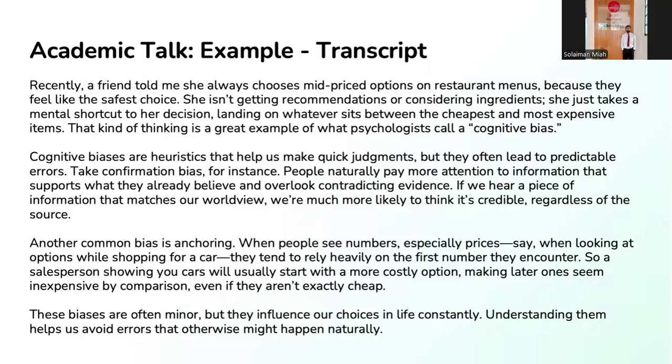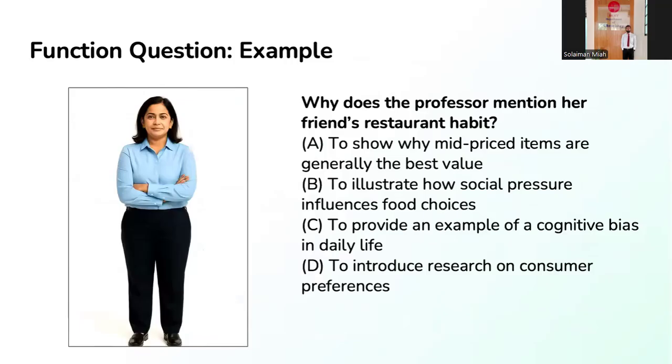Okay, so at the beginning, the professor tells a short story about choosing mid-priced menu items, and then she moves into a discussion of cognitive biases. This is a pretty common structure on TOEFL listening, an example or story that introduces a bigger idea, and there is often a function question about an example like that. So then, let's take a look at a typical function question based on that example academic talk.